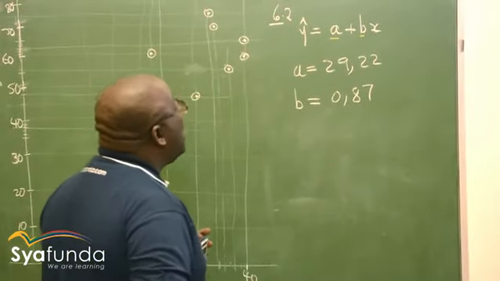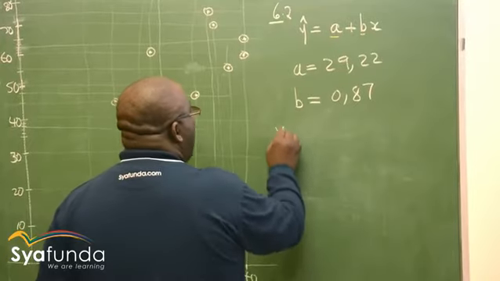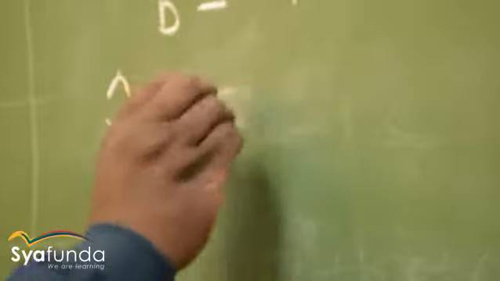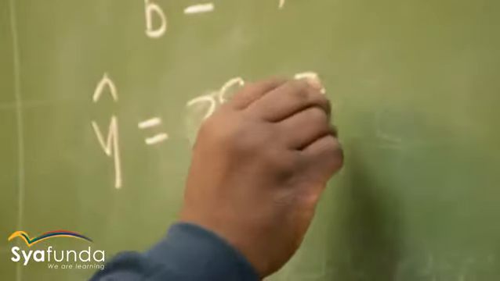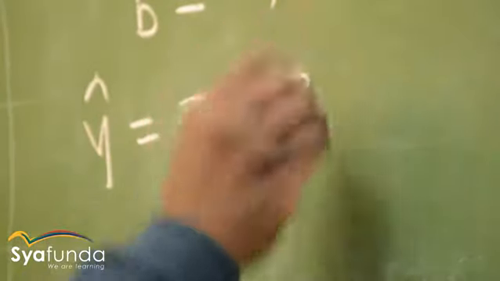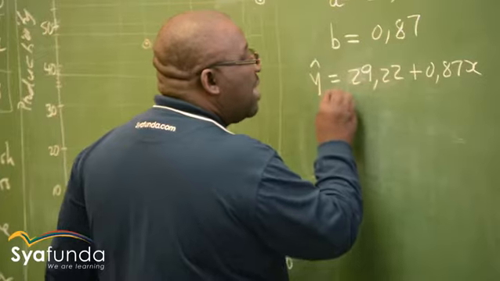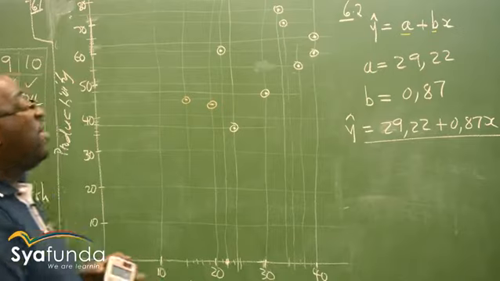This is my B. Now I can write my full equation. My y bar will then be, what is the value of A? It is 29,22 plus, what is B? It is plus 0,87x. This is the line of regression, the one that we are looking for. With our calculator, it will make life very, very easy.